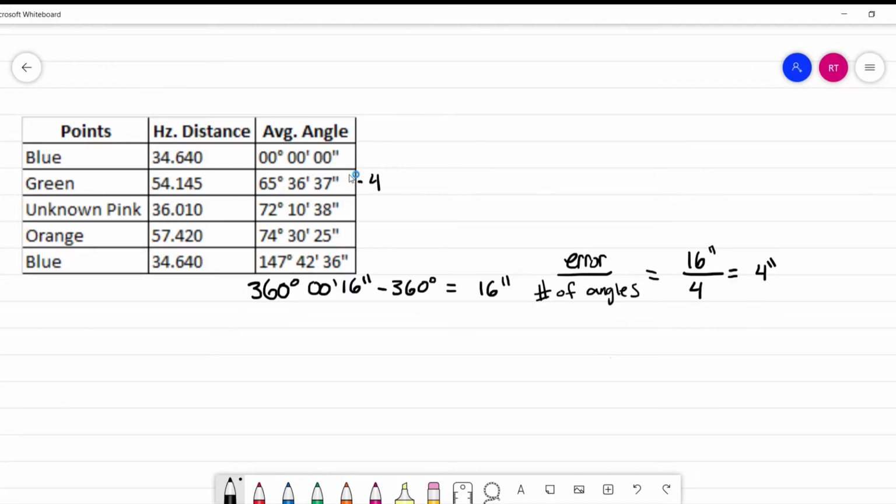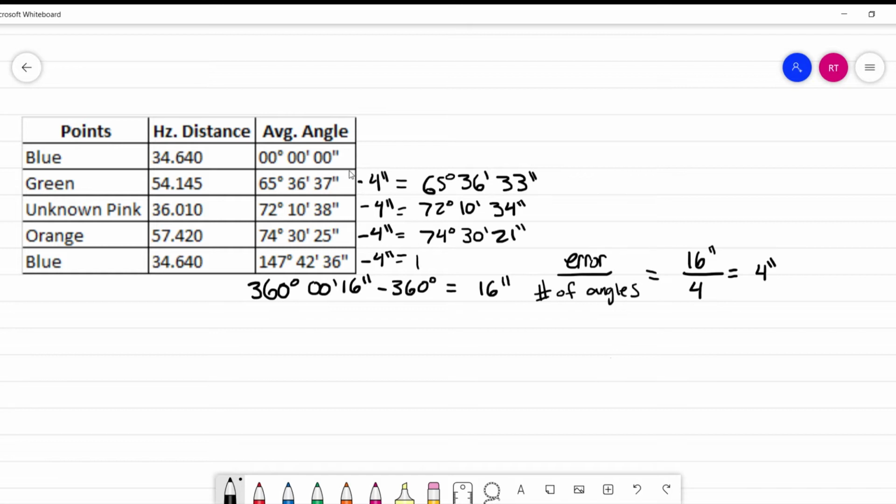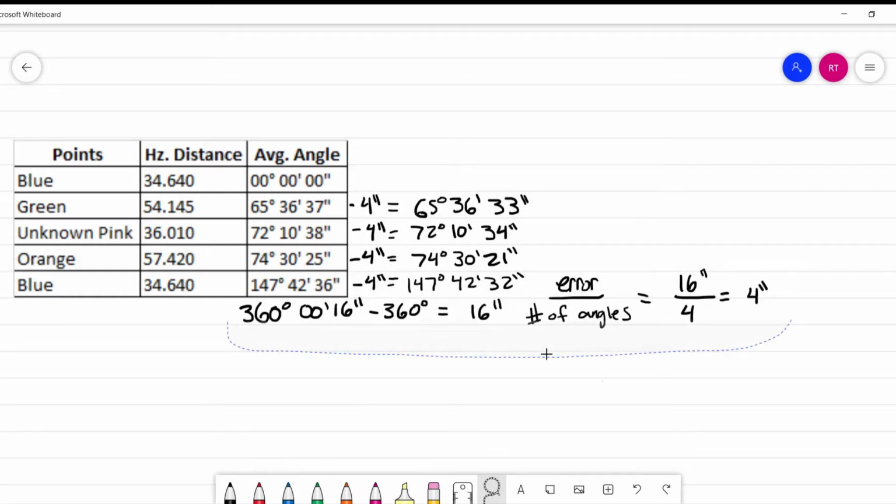So minus 4 seconds on all of these, which gives us 56 degrees, 36 minutes, and 33 seconds, 72 degrees, 10 minutes, and 34 seconds, 74 degrees, 30 minutes, and 21 seconds, and 147 degrees, 42 minutes, and 32 seconds. These are now our adjusted angles. I'm going to go ahead and just move all of this out of the way. We'll move it down here.